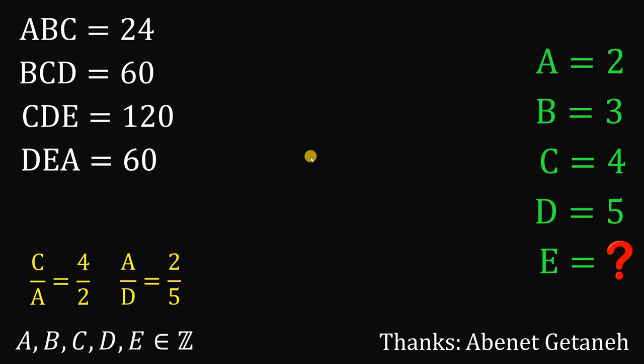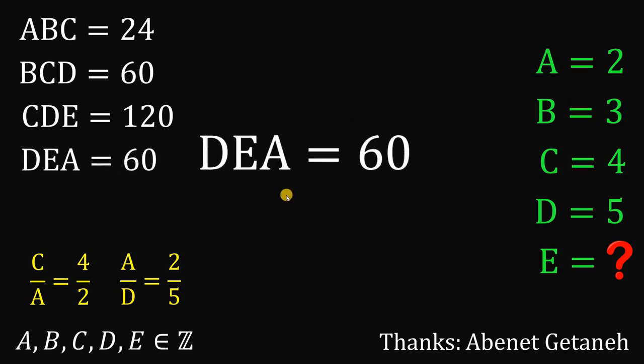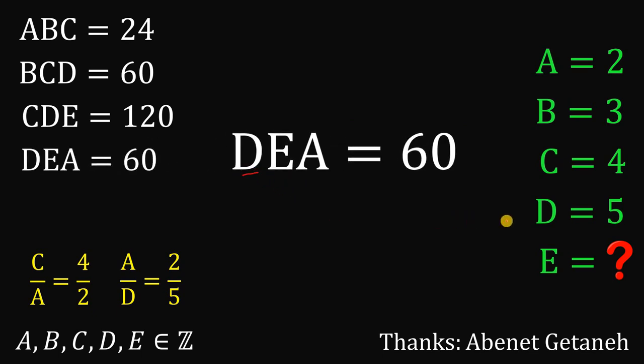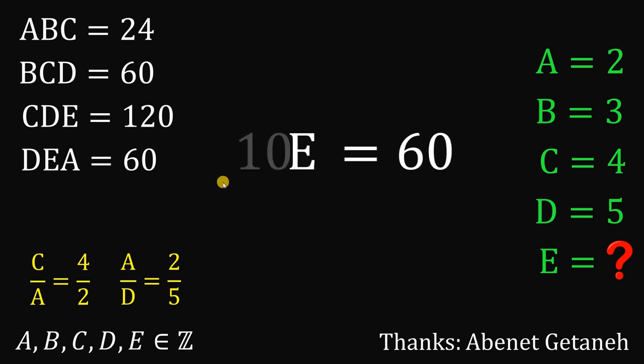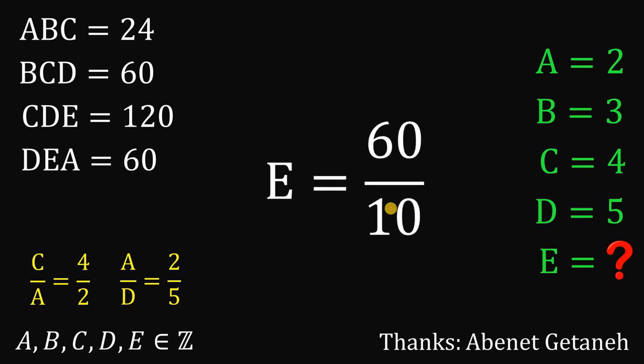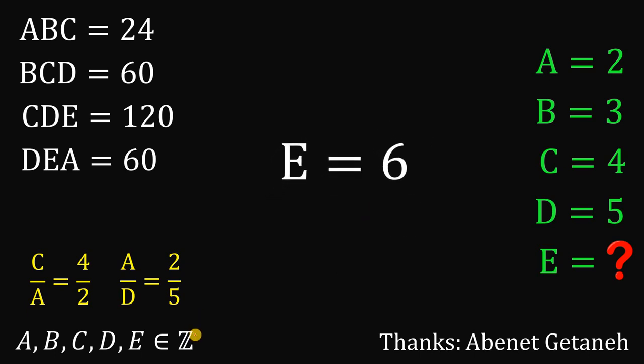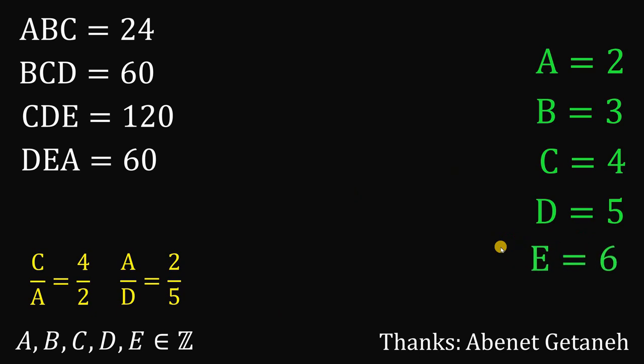Now how about the value of E? So let's use the fourth equation. We know D is 5 and A is just 2. So 2 times 5, this will give us 10E on the left side. Divide both sides by 10 to solve for the value of E. 60 divided by 10, this will give us 6. Again, this is okay because A, B, C, D, and E are all integers. So E must be equal to 6.